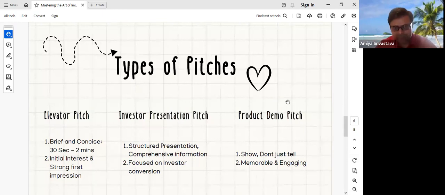Now, proper investor presentation pitch, which is what we typically think of a pitch as. It will have a lot of different components, entire details, so it's structured, it's comprehensive, and the focus of this particular pitch is to see if you can convert the particular investor. Okay, elevator pitch is mainly about strong first impression. The proper presentation pitch, it's mainly about conversion. You want to take that discussion to the next level. That's why you are doing this. And there is a third one as well.